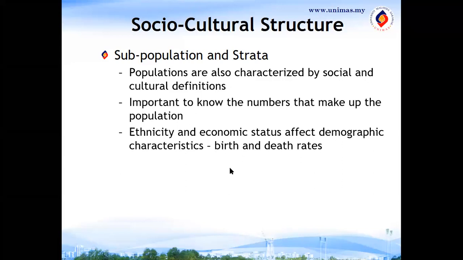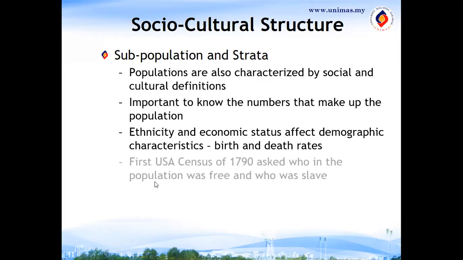Jadi di kalangan populasi di dalam sebuah negara mungkin terdapat perbezaan di antara kumpulan etnik dan juga di antara kumpulan sosioekonomi, ekonomi di kalangan penduduk di situ. For example, the first U.S. Census of 1790 asked who in the population was free and who was slave. Jadi ini sebagai contoh, siapa yang jadi hamba dan siapa yang bukan.